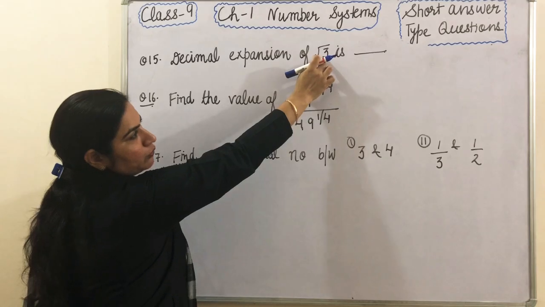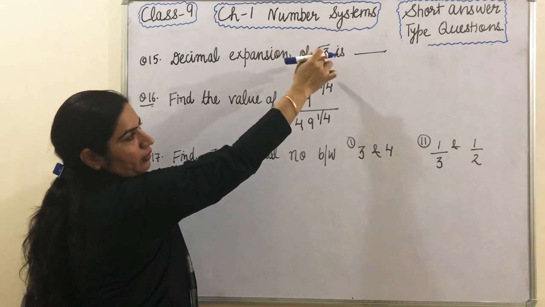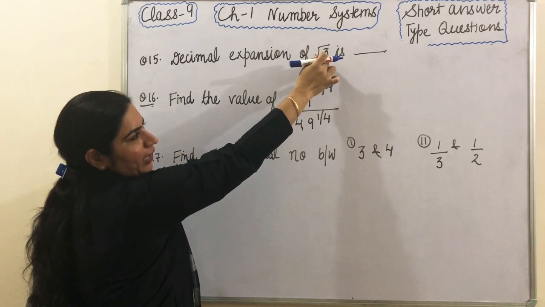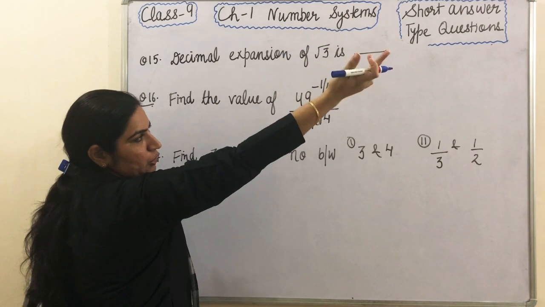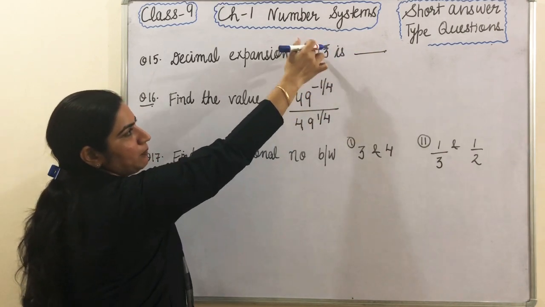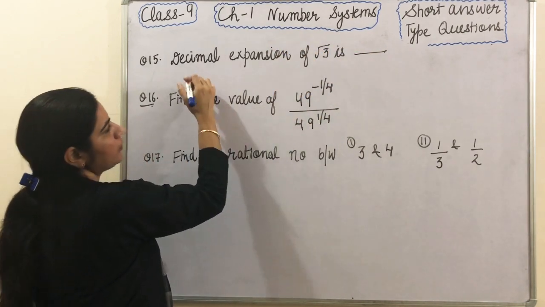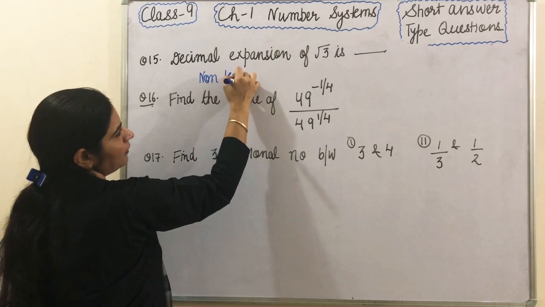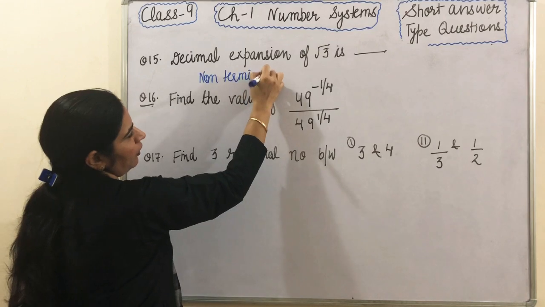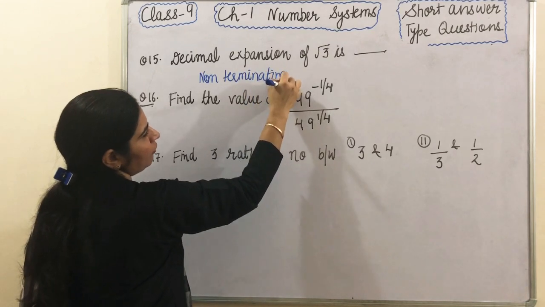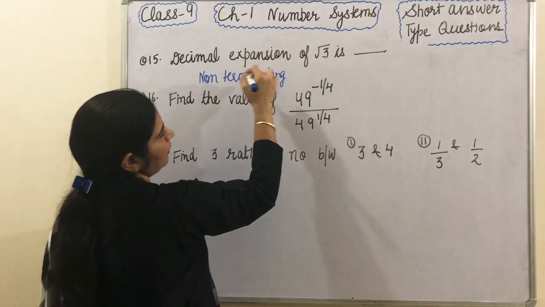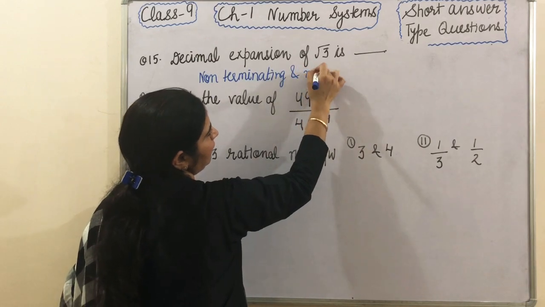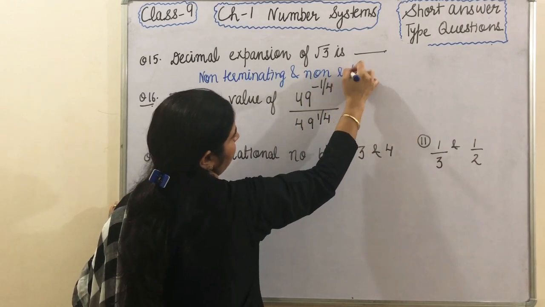We know this root 3 is an irrational number. Any prime number under a root is an irrational number, and the decimal expansion of an irrational number is always non-terminating and non-repeating. We have to write down the decimal expansion only, non-terminating and non-repeating.